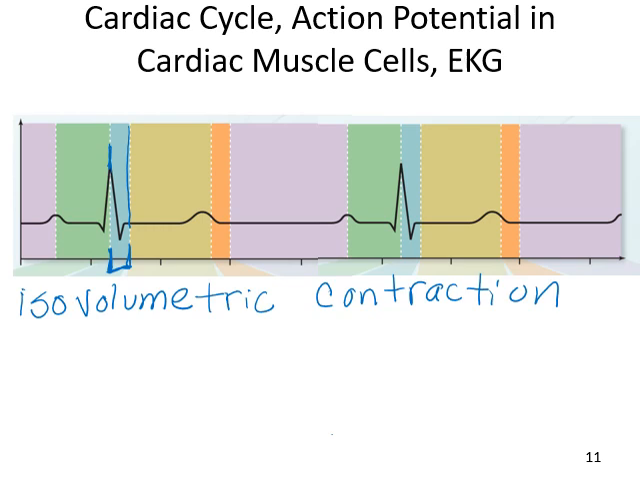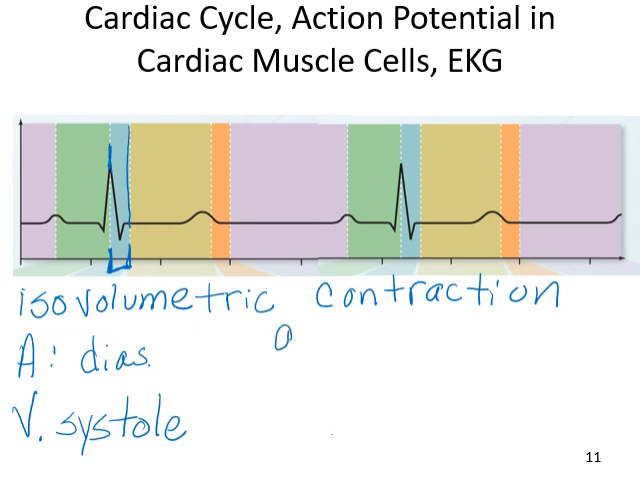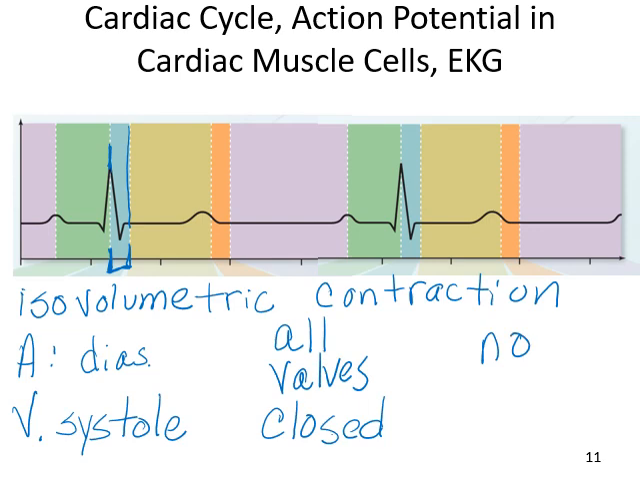So chambers, our atria are in diastole. Our ventricles, as the name says, are in systole. Valves, this is isovolumetric, so all our valves are closed. Blood is not moving. But our ventricles are contracting.